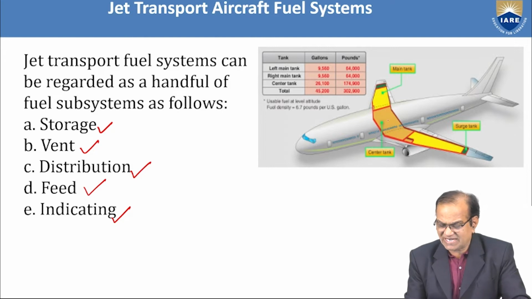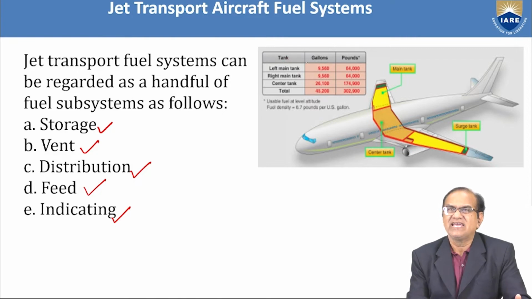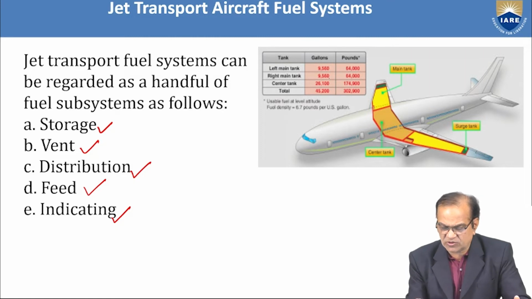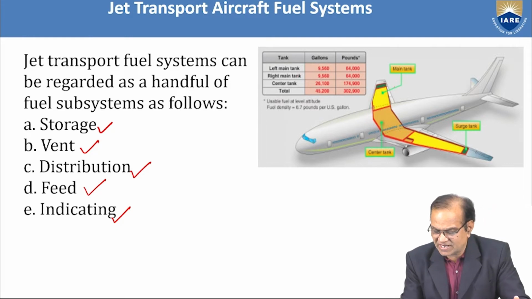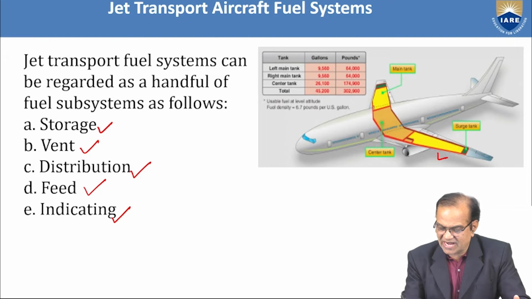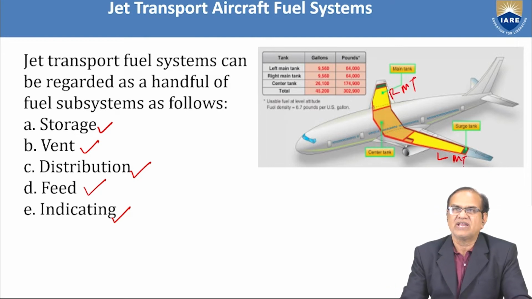So here we can see a jet transport, a passenger aircraft. Here we have the tank in gallons, the left main tank: 9,560 gallons, and in pounds 64,000. This is the left main tank and this is the right main tank, RMT, LMT. The right main tank has the same quantity.